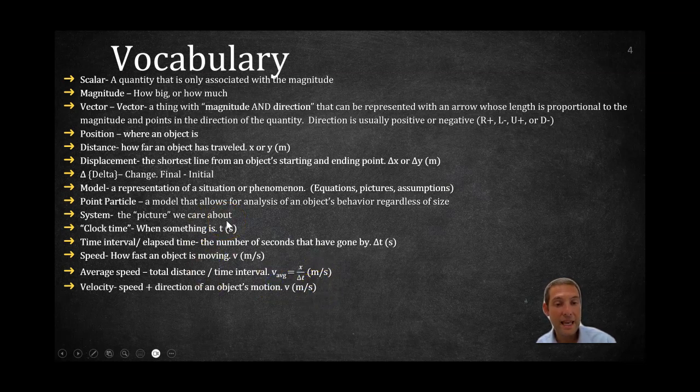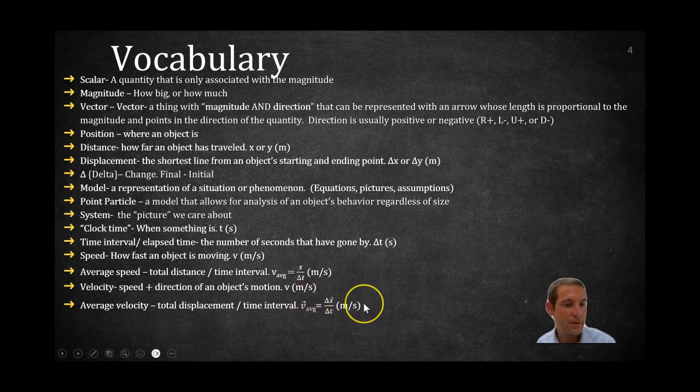Velocity is speed and direction of an object's motion. Again, we're going to use the symbol lowercase v, measured in meters per second. Average velocity is our total displacement over our time interval. Our average velocity equals displacement over time interval, measured in meters per second.